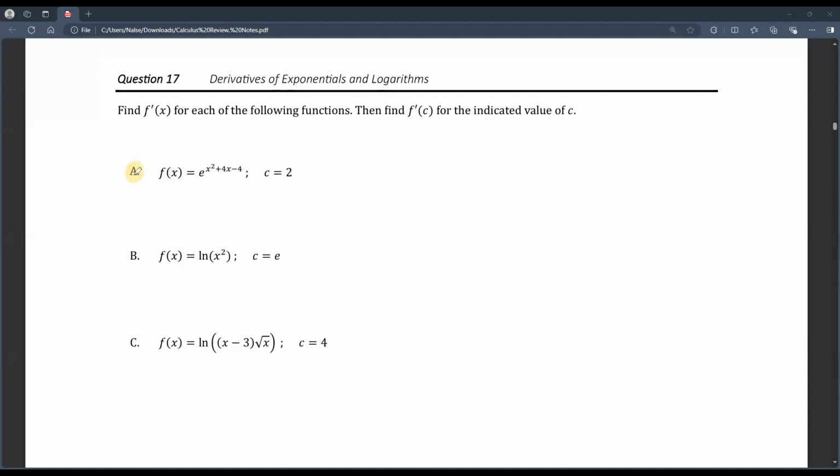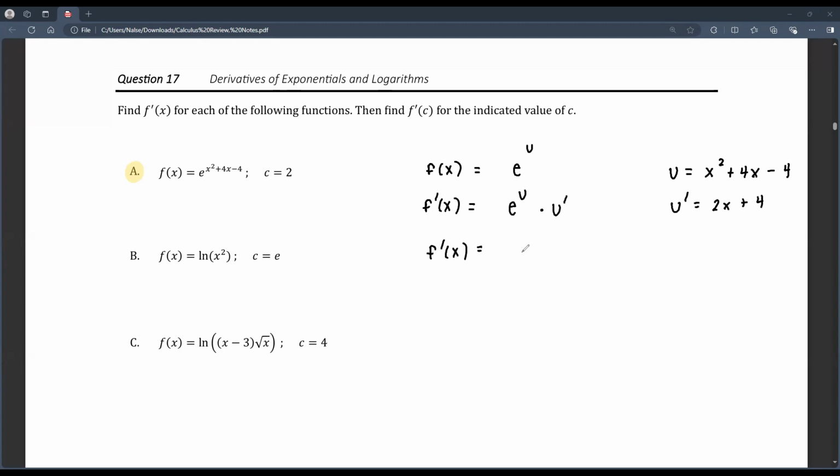Question 17. Part A has an exponential with base e, but the power is an entire function of x. This should be considered as the inside function, and we will need the derivative of the inside function to complete the rule for f prime. U substitution can help with this. It gives us a way to organize and find all components required to complete the derivative rule.